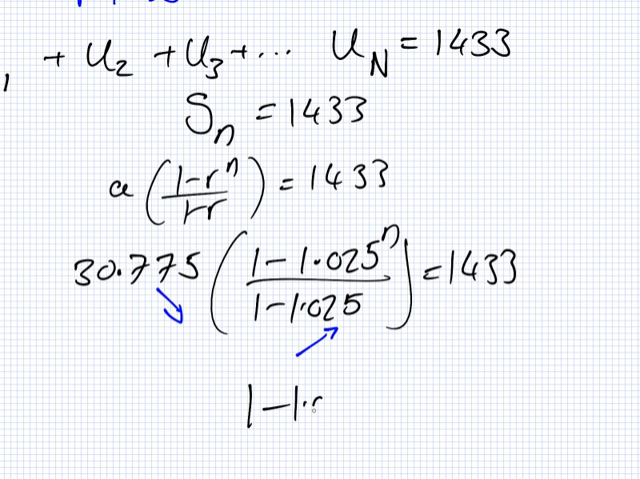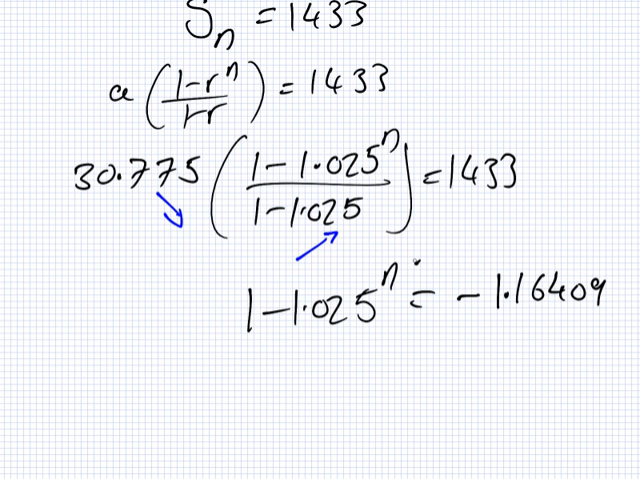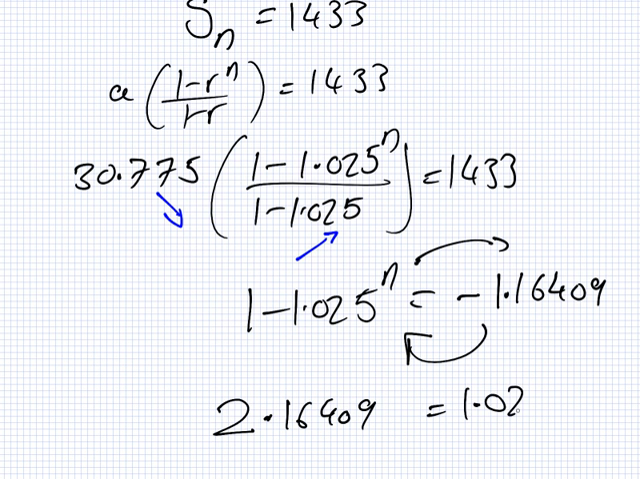1 minus 1.025 to the power n equals 1433 times (1 minus 1.025) divided by 30.775. So I get minus 1.16409. Then I'll bring this one to the right and this one to the left. So I'll get 2.16409 equals 1.025^n.